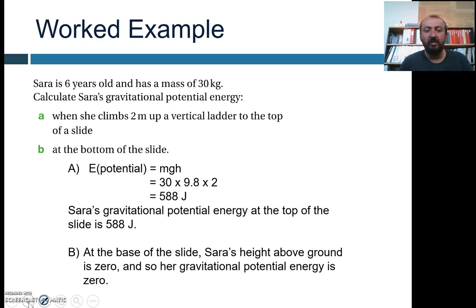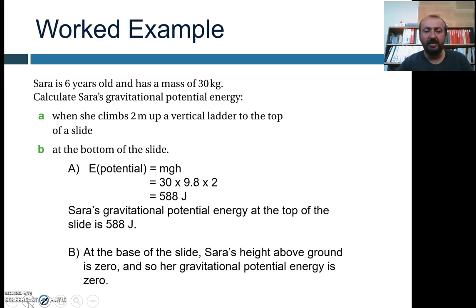Sarah is 6 years old and has a mass of 30 kilograms. Again, notice we didn't say she had a weight of 30 kilograms. She has a mass of 30 kilograms. Calculate Sarah's gravitational potential energy: A, when she climbs 2 meters up a vertical ladder to the top of a slide, and B, at the bottom of the slide.